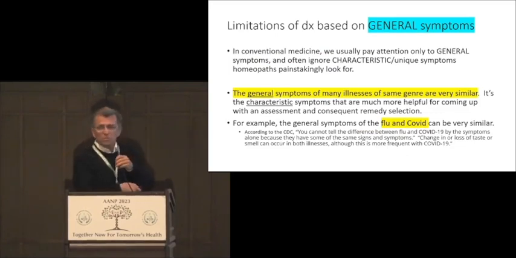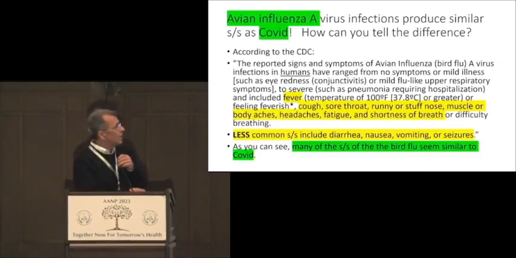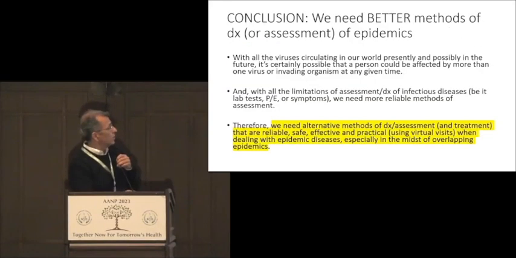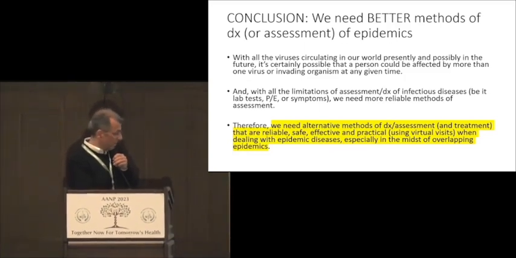If you go by general symptoms, we talk about what the limitations of general symptoms are. A lot of pandemics present similarly. Here's a CDC article that talks about how the bird flu is very similar to COVID if you just go by symptoms. And misdiagnosis is much more likely to occur with similar overlapping diseases regardless of the method of diagnosis. So in conclusion, we need better methods of diagnosis or assessment of epidemics. We need alternative methods and treatment that are reliable, safe, effective, and practical, using hopefully virtual visits or phone visits when dealing with epidemic diseases, especially in the midst of overlapping epidemics.